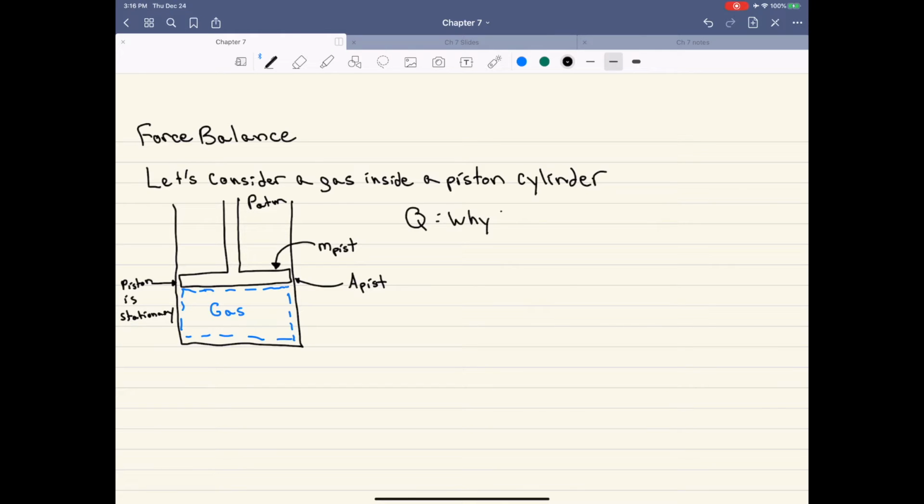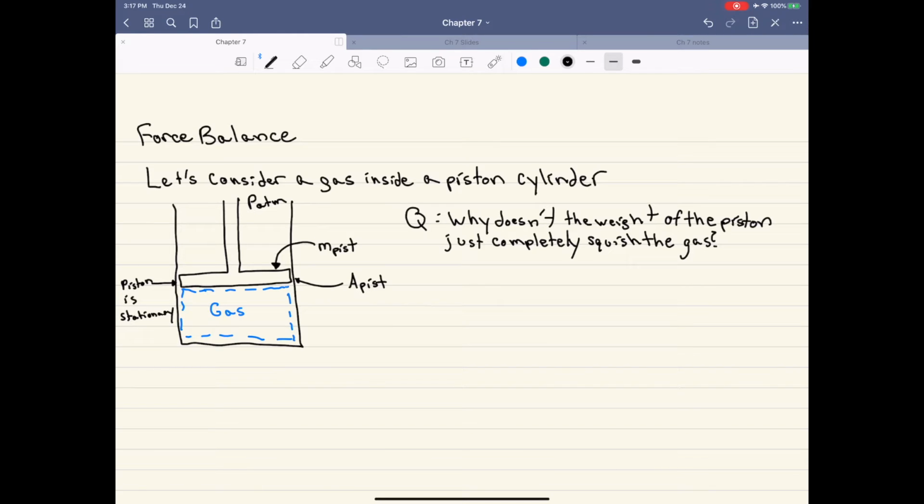If our piston isn't weightless and has some sort of mass, why doesn't the weight of the piston completely squish the gas? Why is it being suspended in the air? Why doesn't it just go all the way to the bottom? This is a question that I have. So I want you to pause the video and consider what the answer to this question is.